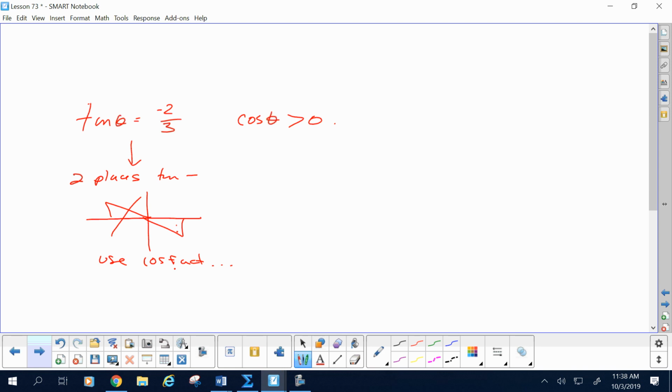Opposite is -2, adjacent is 3, therefore the hypotenuse is... Oh, I don't know that one. Pythagorean theorem. You could surely do that mentally. Okay, and then the rest is fine from there? Yeah, I can do it.